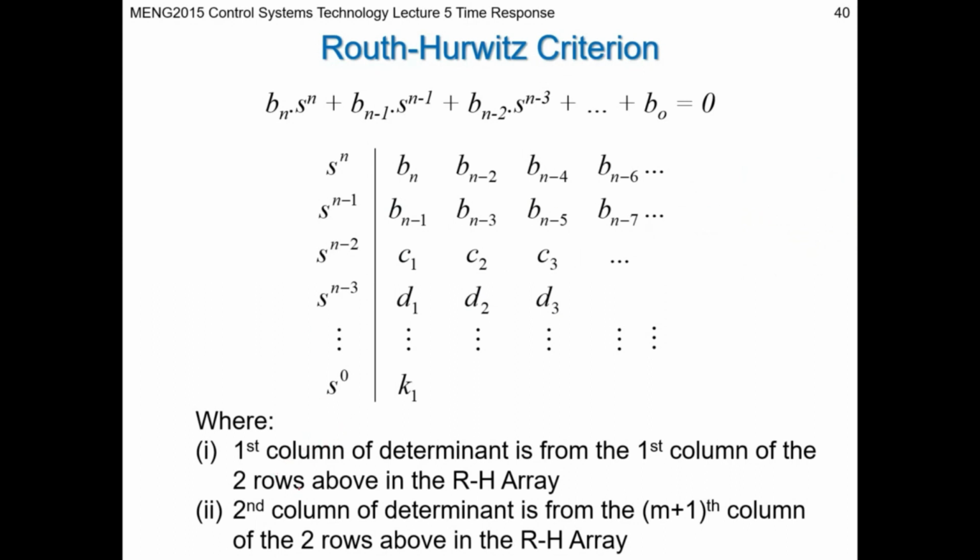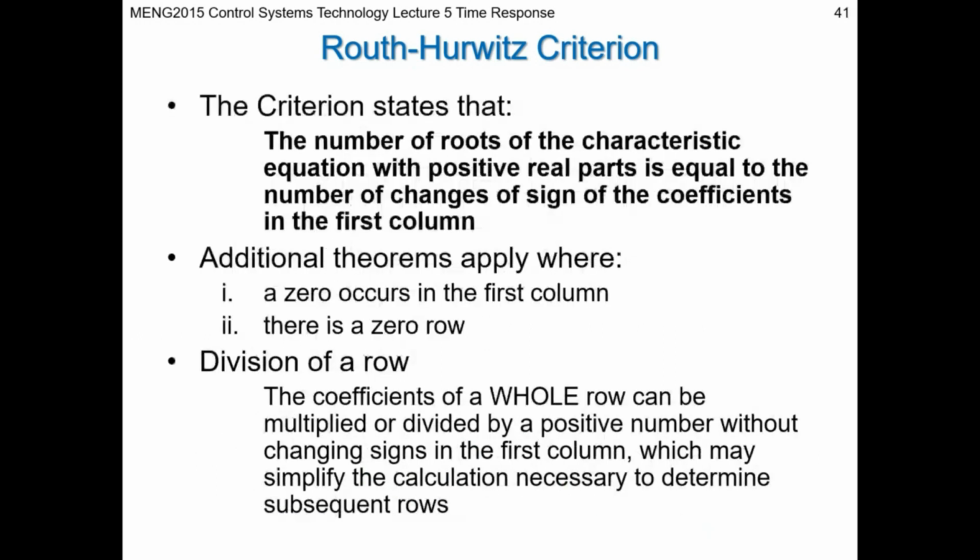And this is where the first column of the determinant is from the first column of the 2 rows above in the Routh-Hurwitz array, as I've tried to explain. And the second column of the determinant is from the m plus 1th column of the 2 rows above in the Routh-Hurwitz array. Now, the criterion itself says the number of roots of the characteristic equation with positive real parts is equal to the number of changes of sign of coefficients in the first column.